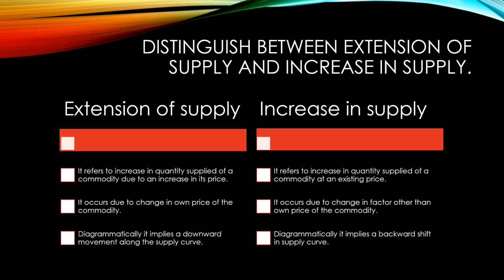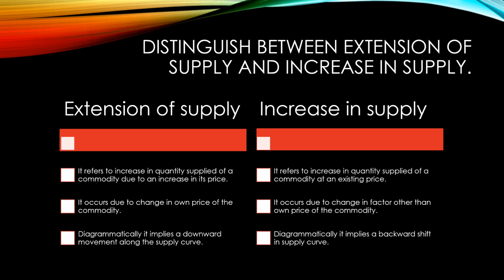So first is extension of supply. What is this extension of supply? Let us see. It refers to increase in quantity supplied of a commodity due to increase in its price. This is the extension of supply: the increase in the quantity supplied due to the increase in price.